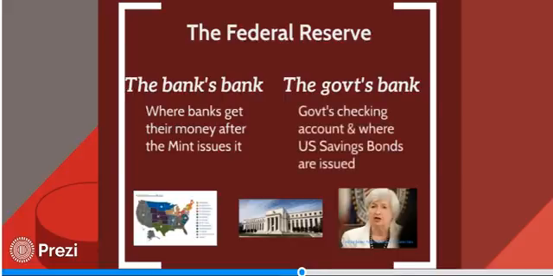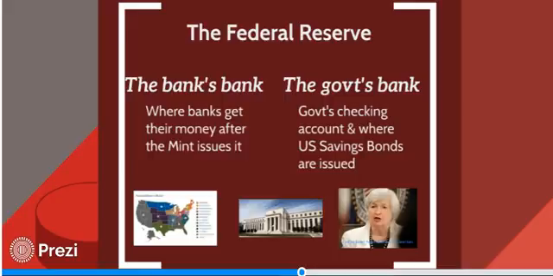And it's also the government's bank. So this is our government's checking account. So when we borrow money from other countries or we pay them back, we don't write them a check from the State Employees Credit Union. We don't write them a check from PNC or Wells Fargo. We write them a check from the United States Federal Reserve.